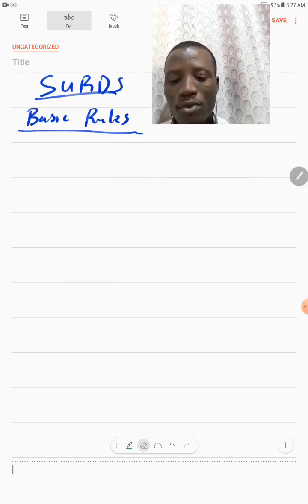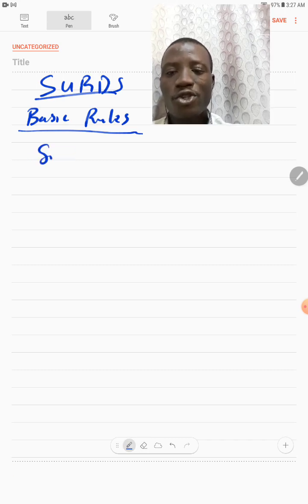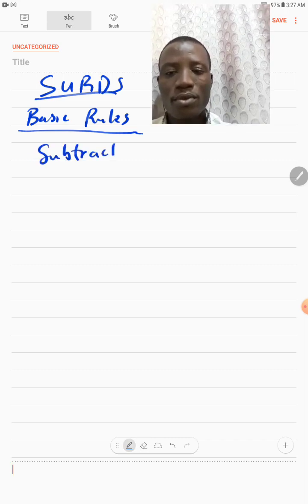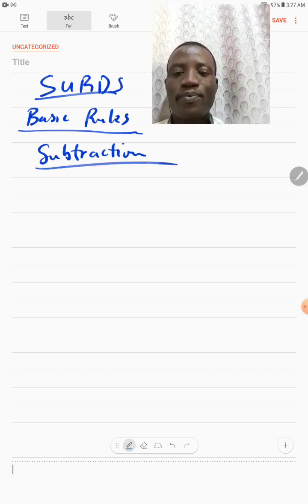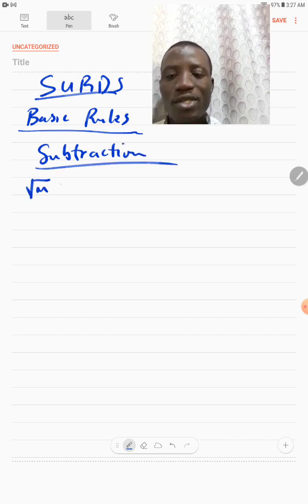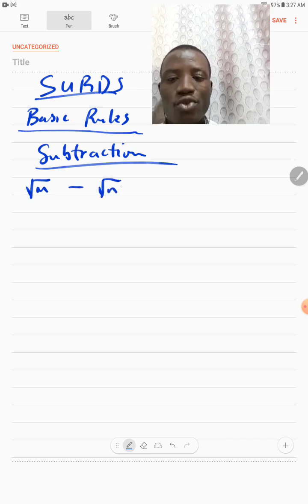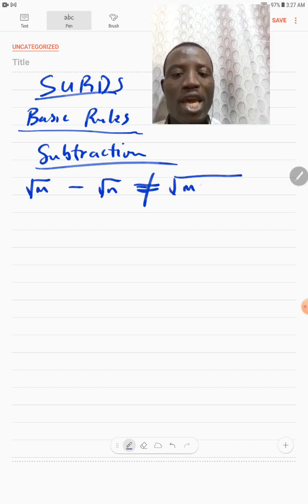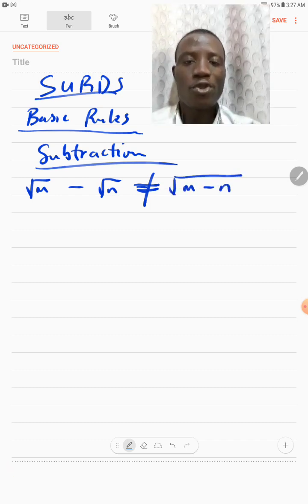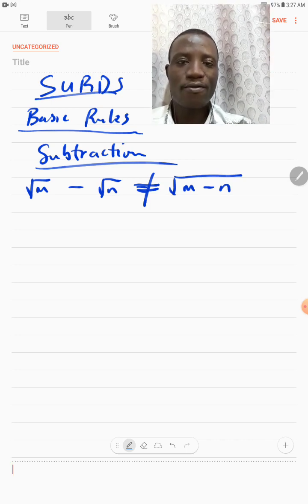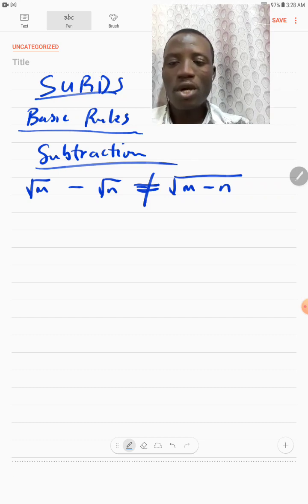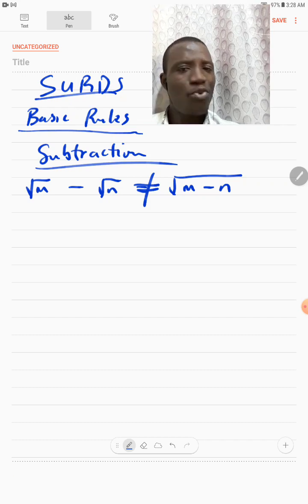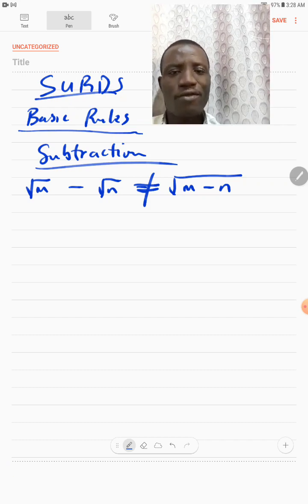Subtraction. All right. So if I'm to subtract, we can also establish that root m minus root n is not equal to root m minus n. So this is also a very important basic fact or rule that can help you in simplification of surds. Root m minus root n is not equal to all root m minus n.